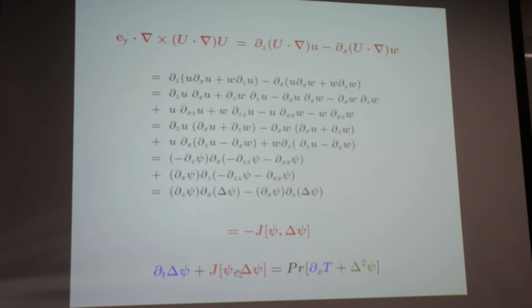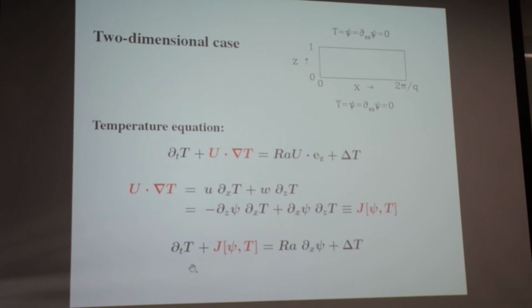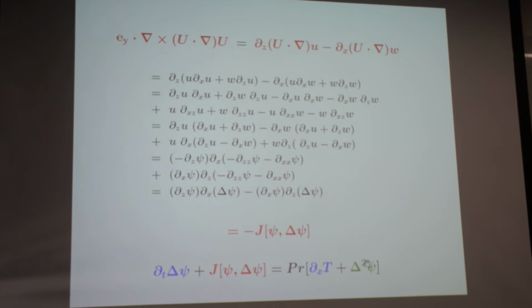Okay, so we have our equation for temperature, which is here, and our equation for velocity, which is here. In both cases, we have this J, the Poisson bracket, and that's a nonlinear term.